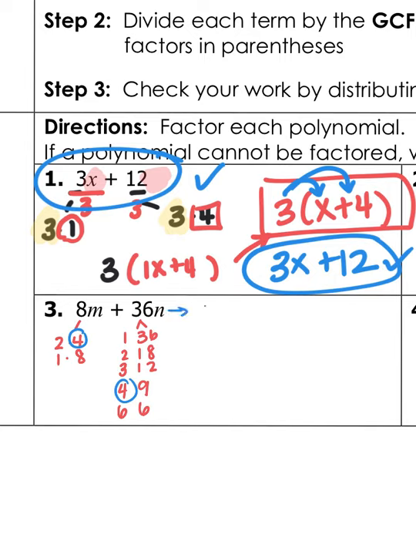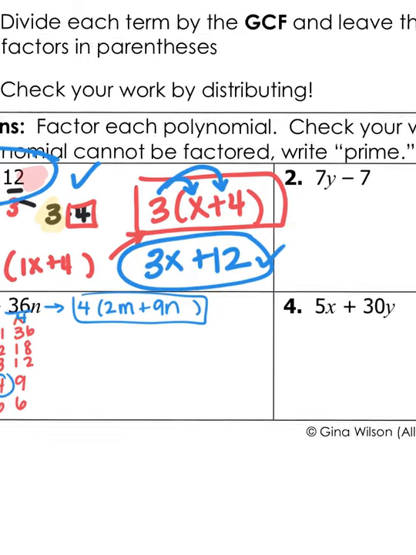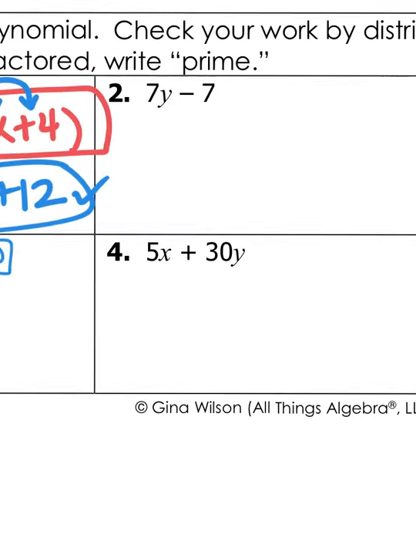So we can take out our greatest common factor of 4, and we have to write what's remaining. So when we divide 4 out, we're left with a 2. We still have that m there, and then 36n divided by 4 makes a plus 9n. So our answer would be 4 times 2m plus 9n. All right, go ahead and try number 4 on your own.